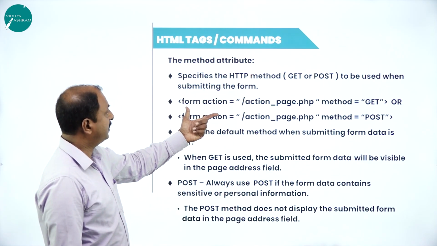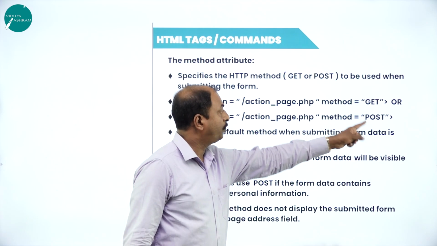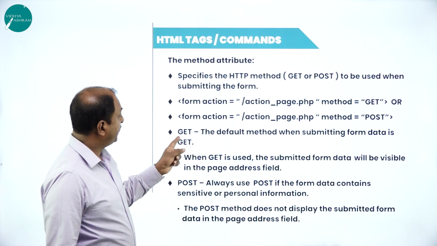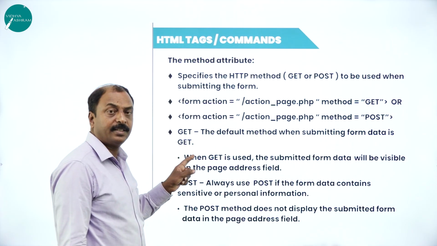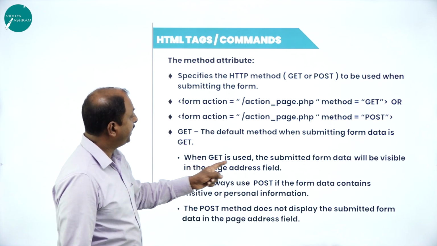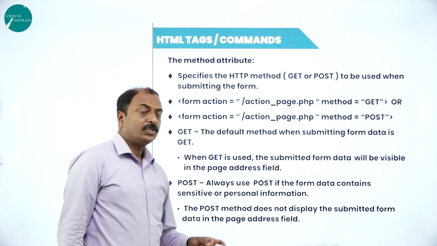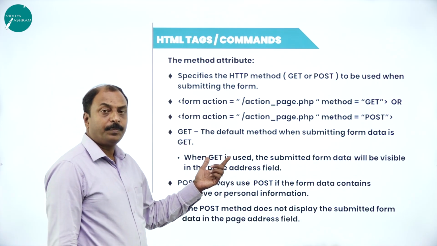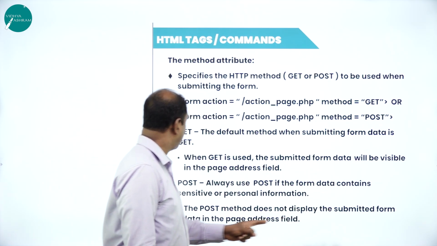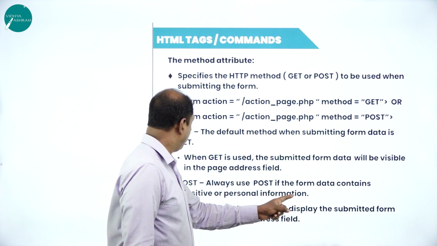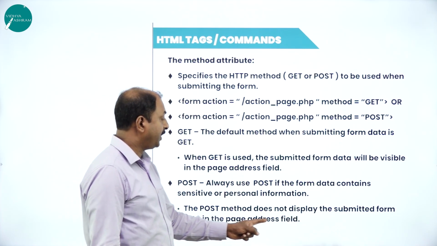Here the syntax is this. Method equals get. Either we can make use of get or post. Look at the definition. If you say get, it is the default method when submitting the form. This is the default. And when get is used, the submitted form data will be visible in the page address field. So here the result of this content will appear in the web page. If you use post, always use post if the form data contains sensitive or personal information. The post method does not display the submitted form data in the page address field.